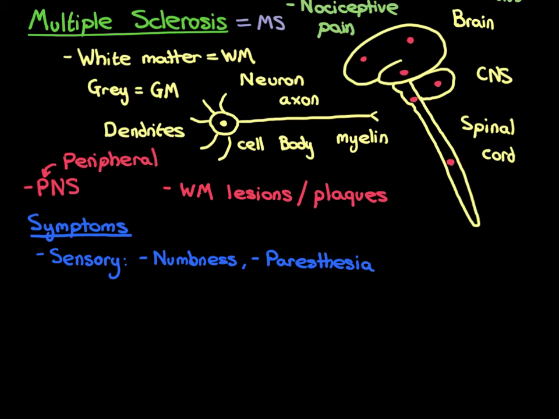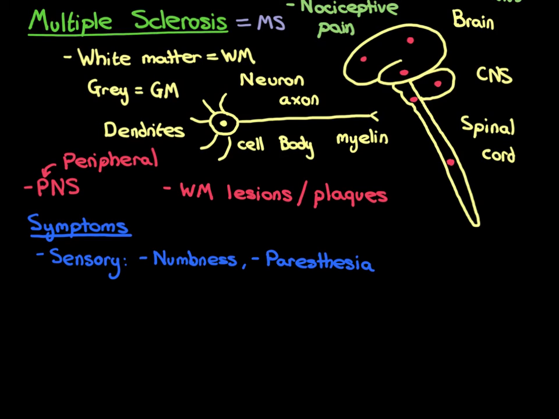from the area of the body that the area of white matter that is lesioned was actually delivering sensory information up about. So you can get numbness in certain areas of the body because of lesions in the spinal cord, and you can also get paresthesia in certain areas of the body because of lesions in the spinal cord.